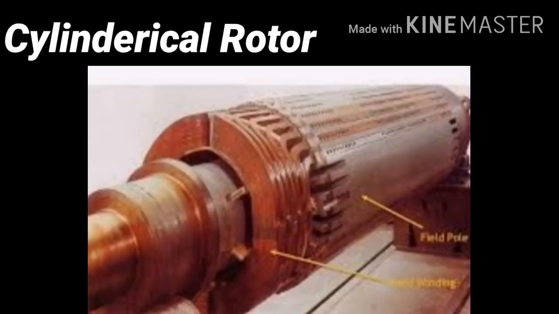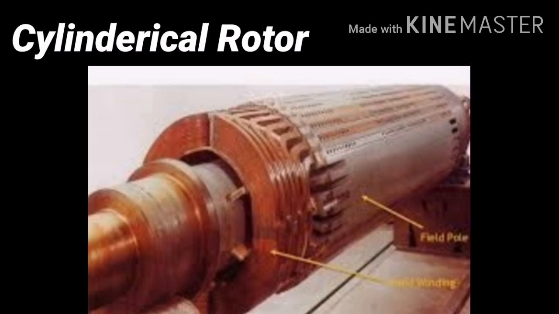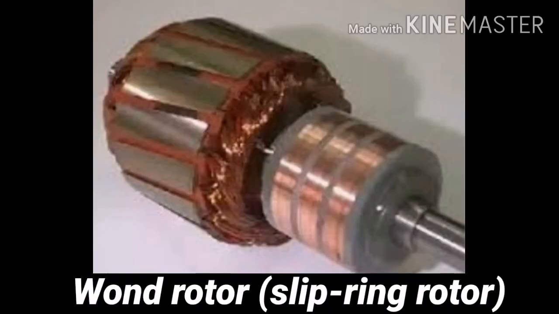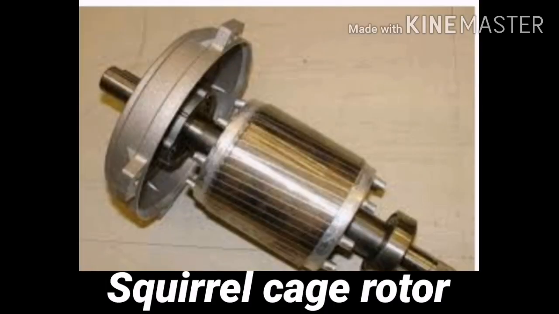There are so many types of rotors. Some of them are given over here. Number 1, cylindrical rotor. 2, salient pole rotor. 3, wound rotor or slip ring rotor. These rotors are used generally in synchronous machines. And the fourth one is the squirrel cage rotor. The squirrel cage rotor is used in induction machines.